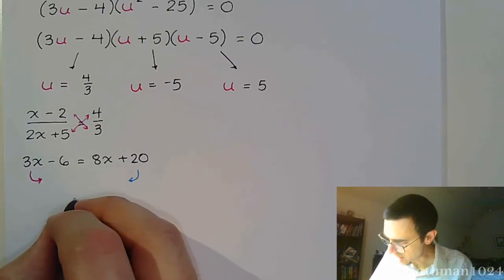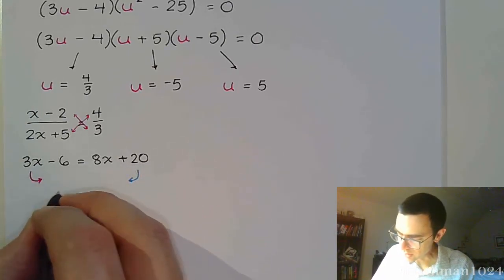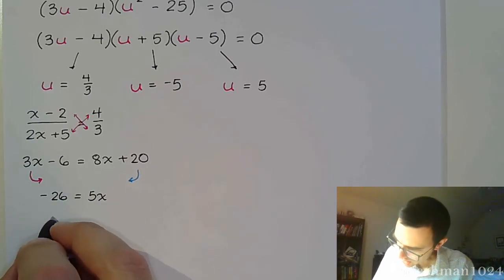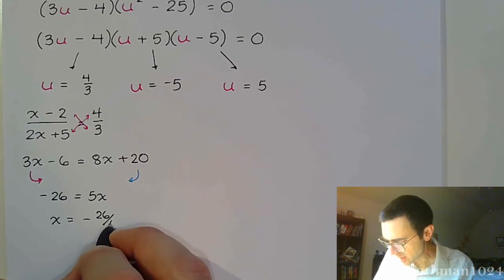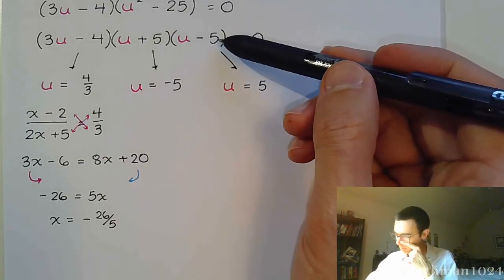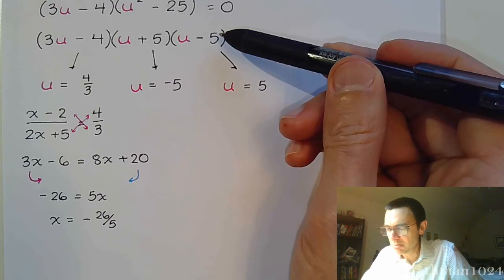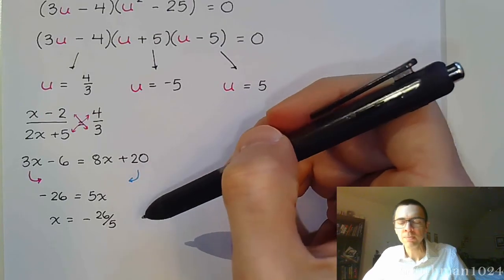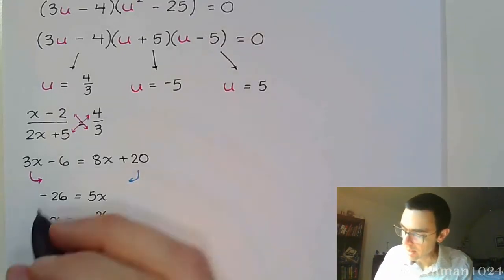So 3x goes to the right, 5x. Subtract the 20 over here to the left, that's negative 26. Divide both sides by 5, and we get negative 26 over 5. Okay? So really, once we get to this point right here, it's really nothing to worry about. It just goes back to the things we've dealt with before, right? We don't have to worry so much about it being quadratic in nature. We just make that transition back to x, and we solve it.